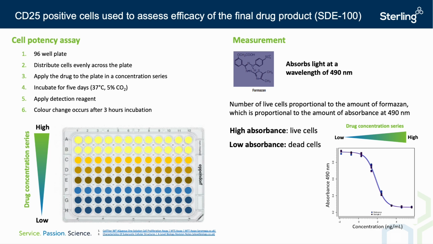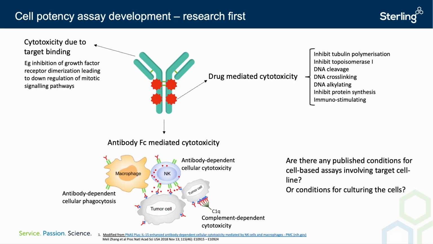By measuring absorbance at 490 nanometer across the plate, we can generate a drug concentration dependent kill curve, or potency curve, with live cells shown at the top of the curve, where we have a low concentration of drug, and dead cells shown at the bottom of the curve, where we have a high concentration of drug. Those are the basics of how the assay works. I'll now describe how we develop the assay.